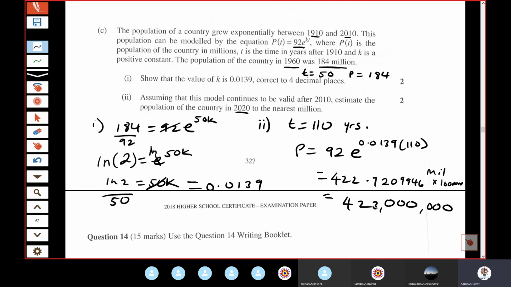If you didn't write the zeros, you also don't get 4 marks for that. If you just wrote 423 million, it's more correct, you'll get 4 marks for that. 423 million, if you just write that, you'll get 4 marks. But yeah, just to make it clear.